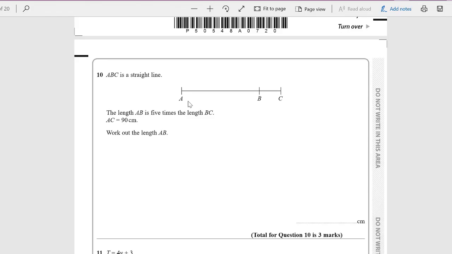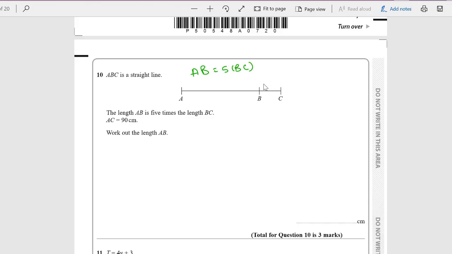Okay, ABC is a straight line. The length of AB is 5 times the length of BC. AC is 90, so work out the length of AB. Alright, so we know that AB is 5 times the length of BC. So let's say AB equals 5 times BC.